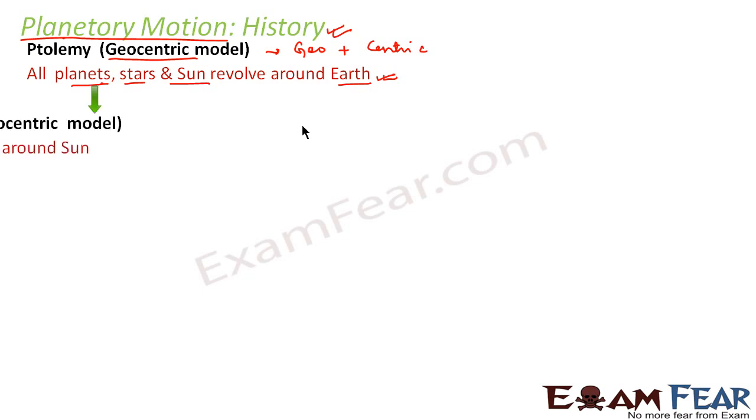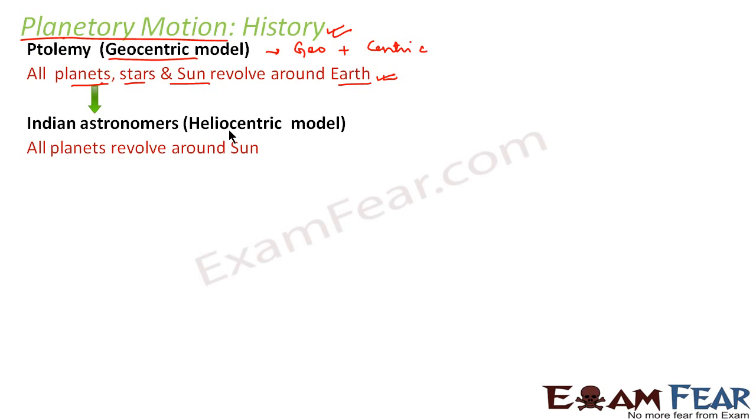After some time came the heliocentric model, which was proposed by some Indian astronomers. There is no specific name of the astronomer because it was a contribution of quite a number of them. So they proposed the heliocentric model. Here again it is helio plus centric. In this case, the center was the sun. This model stated that all the planets revolve around the sun.